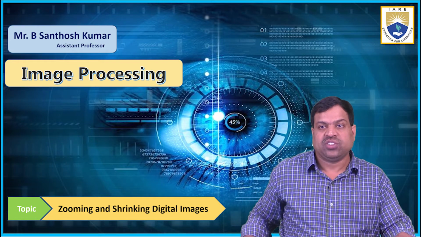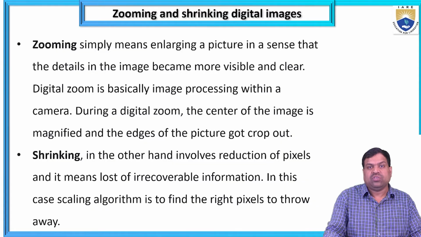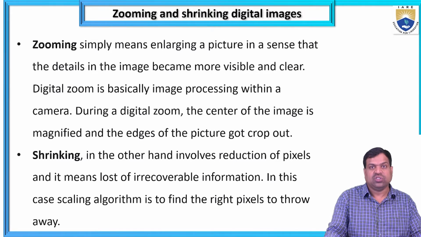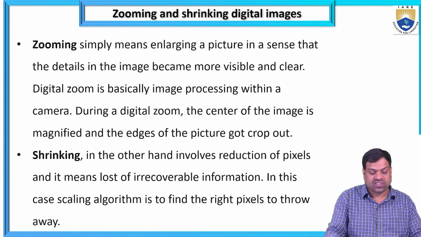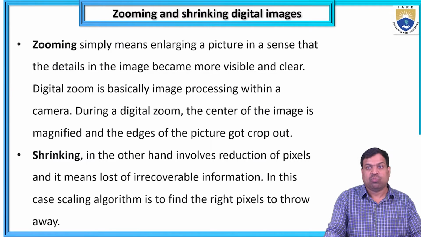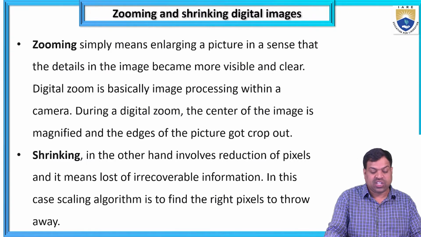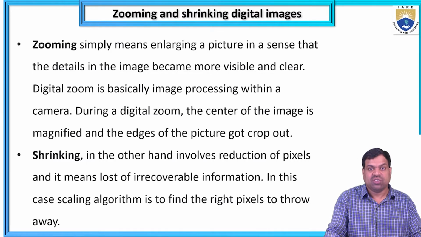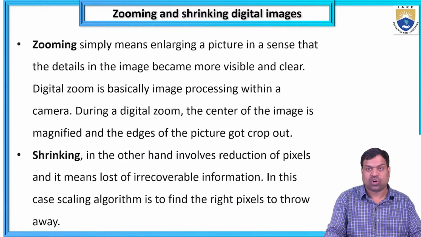My topic is zooming and shrinking in digital images. Before going to this topic, what is the definition of zooming, what is the definition of shrinkage, and what is their relation to digital images? Zooming simply means enlarging a picture in a sense that the details in the image become more visible and clear. Digital zoom is basically image processing within a camera. During a digital zoom, the center of the image is magnified and the edges of the picture get cropped out. So that is the meaning of zooming.